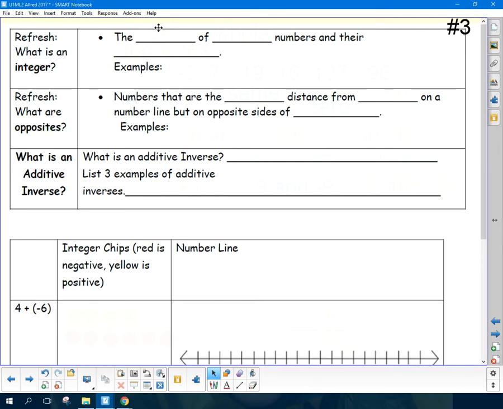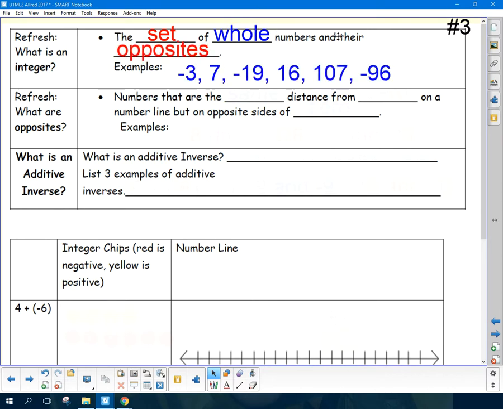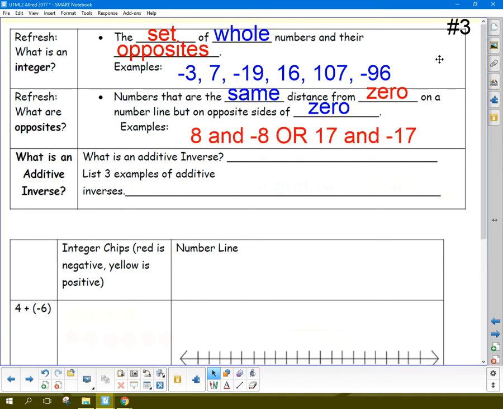That's right. An integer is the whole set of whole numbers and all of their opposites. So, for example, numbers like 3, negative 3, positive 7, negative 19, 16, 107, negative 96, all those are integers. Okay. To remind you of what opposites are, you already answered on an Edpuzzle, but opposites are numbers that are the same distance from 0 on a number line, but on opposite sides of 0. So an example of 2 pairs of opposites would be like 8 and negative 8, or 17 and negative 17.